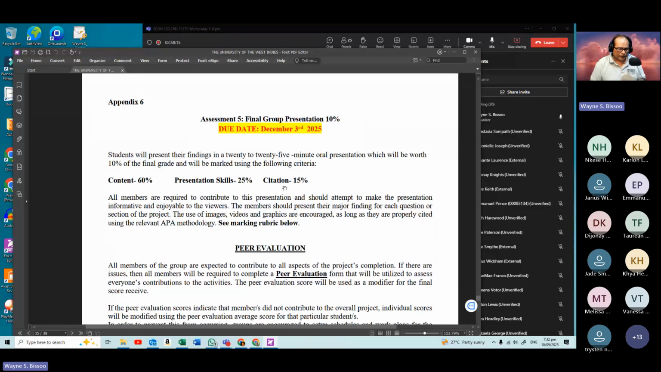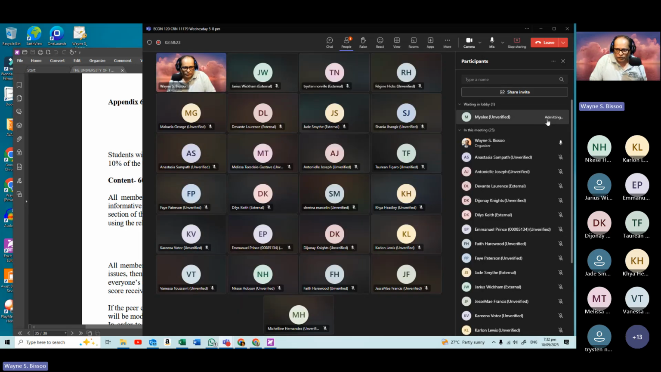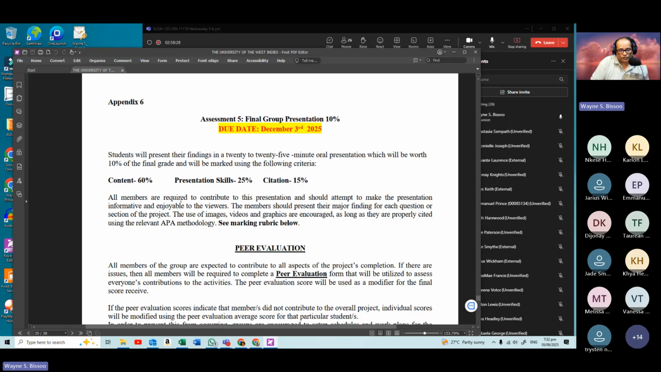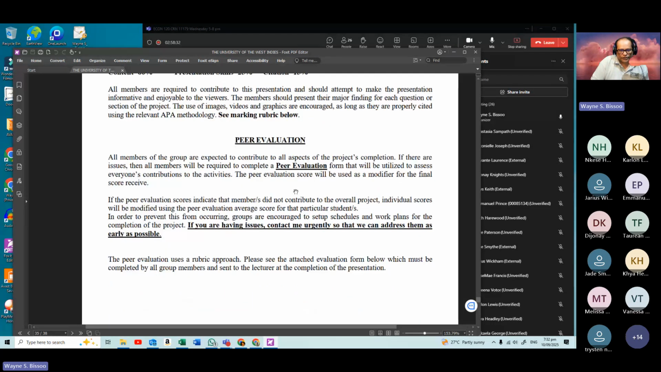Notice, of course, in both instances, we're going to pay attention to citation, meeting citation requirements. So everything in this course is going to focus heavily on the need to maintain citation standards. Okay. I spoke here about peer evaluation. Do not use the peer evaluation until I ask you to use it.